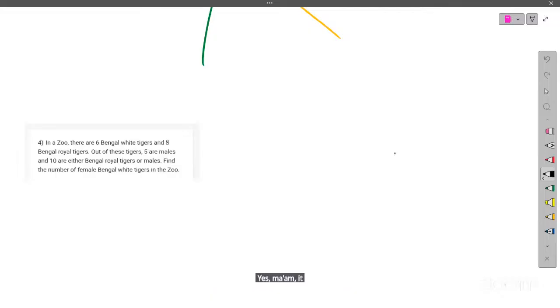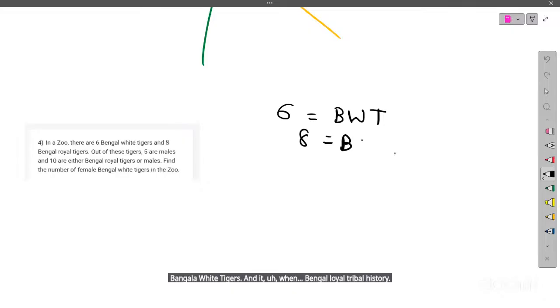Week 1 graded. So it says that there are 6 Bengal white tigers and 8 Bengal royal tigers. Out of these tigers, 5 are male and 10 are either. Find the number of female Bengal tigers.